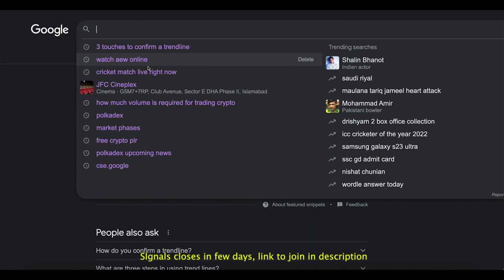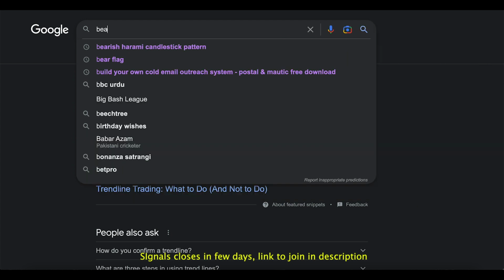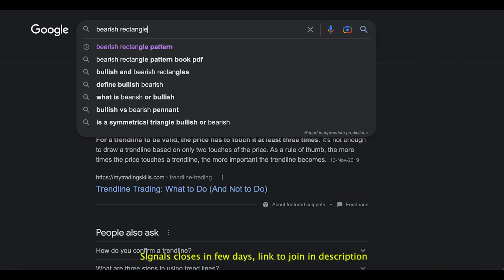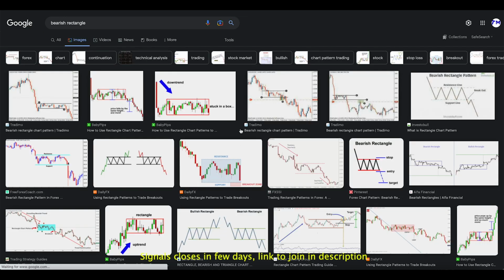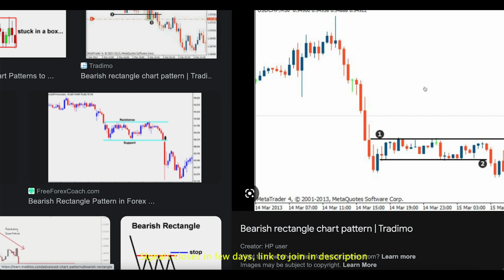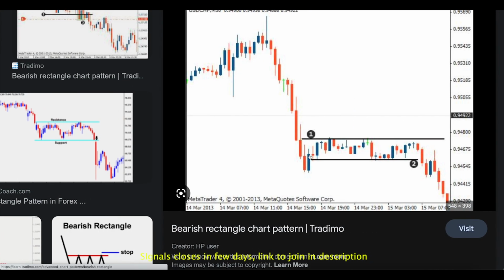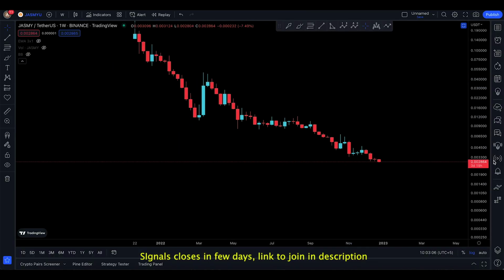Let's go back to Google again. And what I want to talk about is a bearish rectangle. Okay, so this was what started the whole dump, right? And I showed you the reference some few weeks ago, maybe 2 months ago, and this is what happened. Okay, so you went to the downside, you moved sideways, you broke to the downside, and you continued. That's what I talked about JASMY right here.